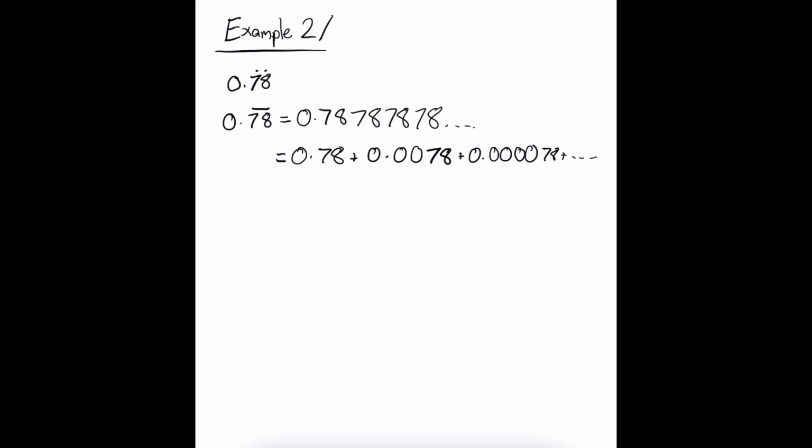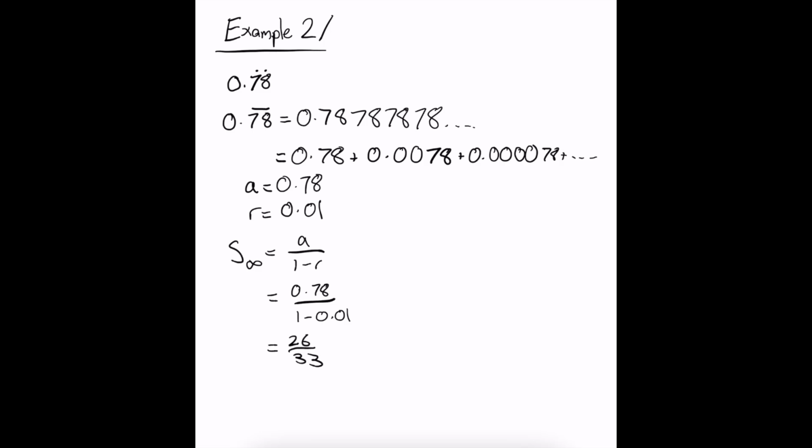Now what we get is an infinite sum, or some sort of GP, where our A, our first term, is equal to 0.78. And our R, if we take the second term and divide it by the first term, we will get 0.01 as our ratio. So we should know our formula for an infinite sum is equal to A over 1 minus R. Plugging in these values, we get 0.78 on 1 minus 0.01. When we work it out in a calculator, we eventually get 26 on 33.